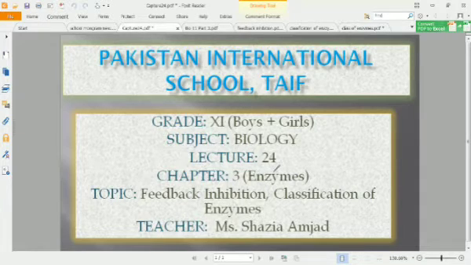And in chapter number 3, enzymes, as you know, we have studied a detailed account of enzymes, in which we have studied its structure, its properties, and some of the factors which affect the activity of enzymes, and we have seen enzyme inhibition. Today we will see feedback inhibition and classification of enzymes. So let's get started.